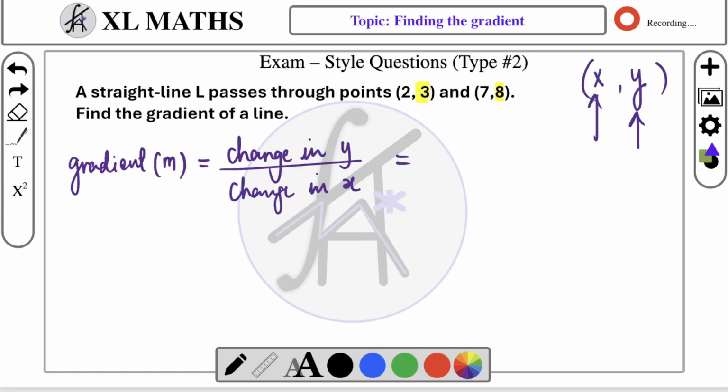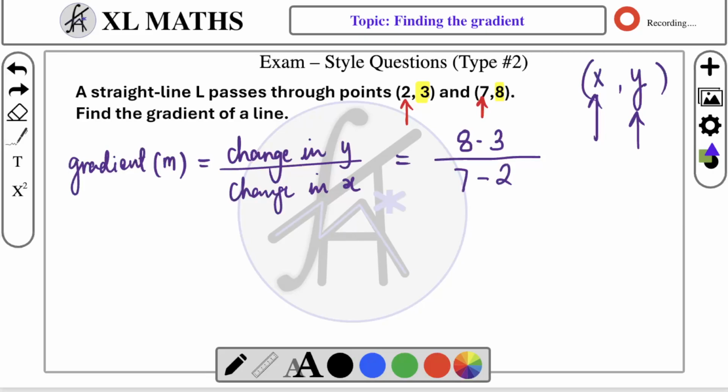So what you have to do? You have to just subtract the last two numbers of both the points given. That means 8 take away 3, and change in x. What do we have as x in here? These are the x coordinates of both the points. So that would be 7 minus 2. 8 minus 3 over 7 minus 2.